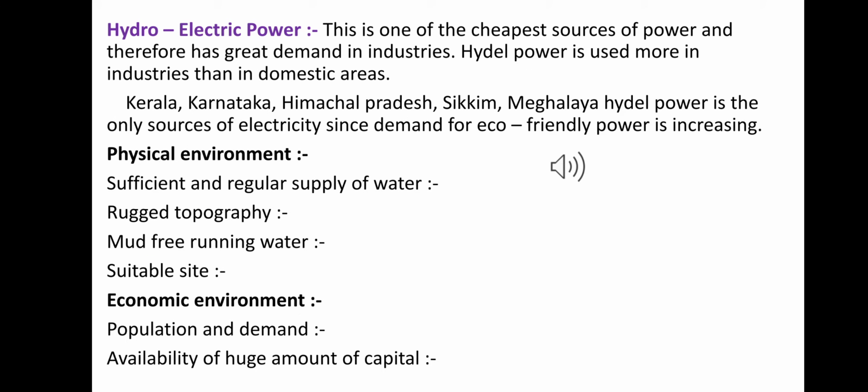Hydroelectric power. The electrical power which is derived from running water or a swift-flowing river by means of a dynamo driven by a hydro turbine is known as hydroelectric power. It is one of the cheapest sources of power. Therefore, it has great demand in industry. Hydel power is used more in industry than in the domestic area.